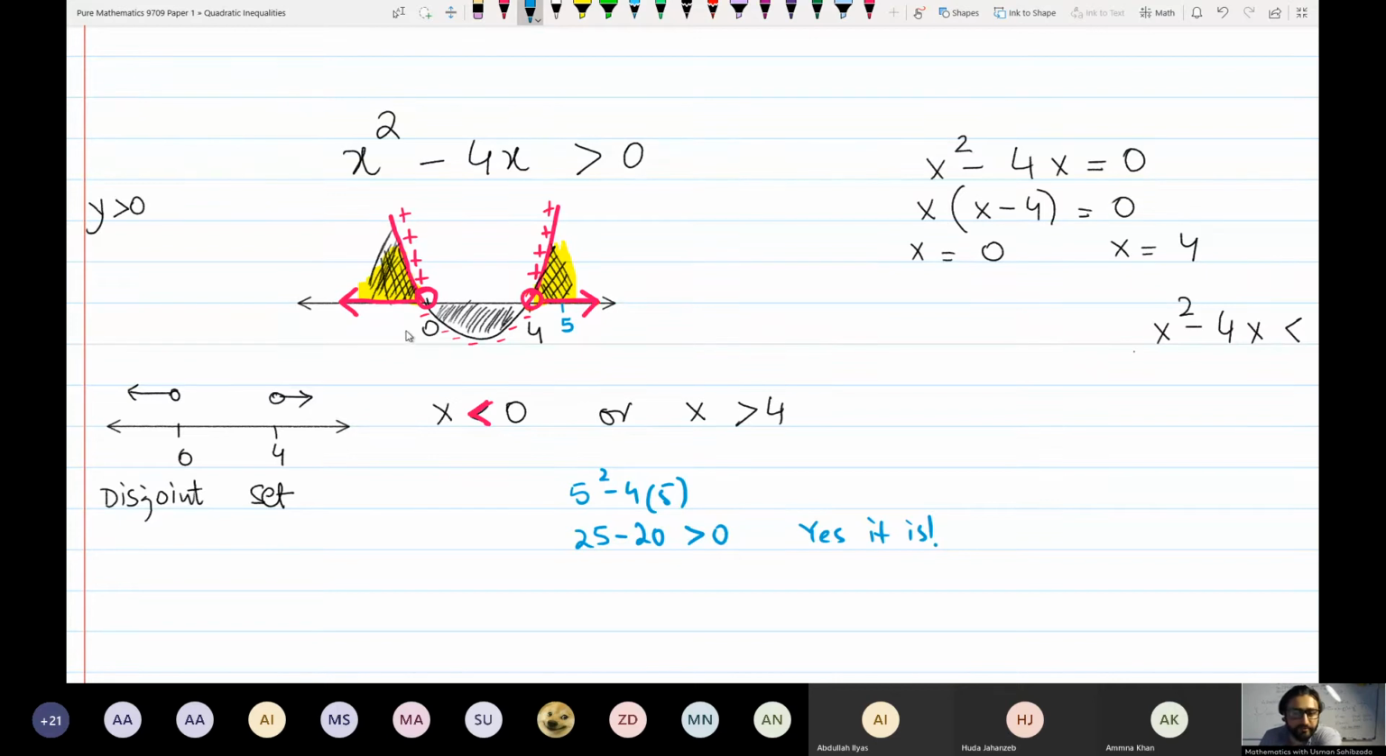How will less than 0 be confirmed? Take any number smaller than 0. Let's say negative 1. Plug in negative 1. Negative 1 squared minus 4 into negative 1. Is that greater than 0? Yes, it is.